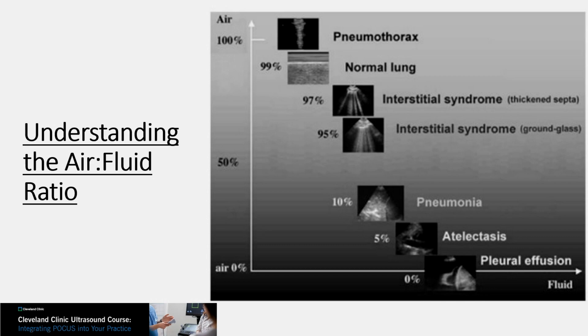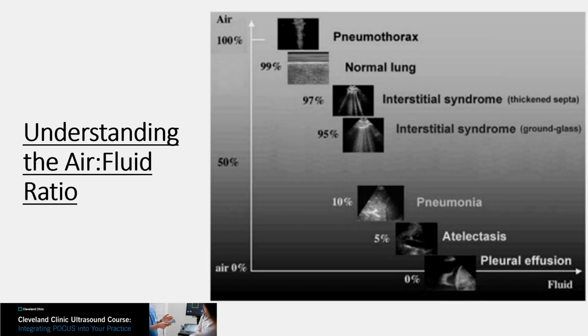Understanding the air-fluid ratio is very important for lung ultrasound. Unlike other solid organs or tissues or structures within the body, lung ultrasound is learning how to interpret different artifacts of how the ultrasound interacts with different percentages of air or fluid. The air-fluid ratio is represented by this diagram. At the very top, if you'll notice, we have a pneumothorax, which essentially is 100% air. In this particular view, you're seeing the ultrasound beams and waves interacting with air, for which they are not absorbed, and you get an immense amount of scatter.